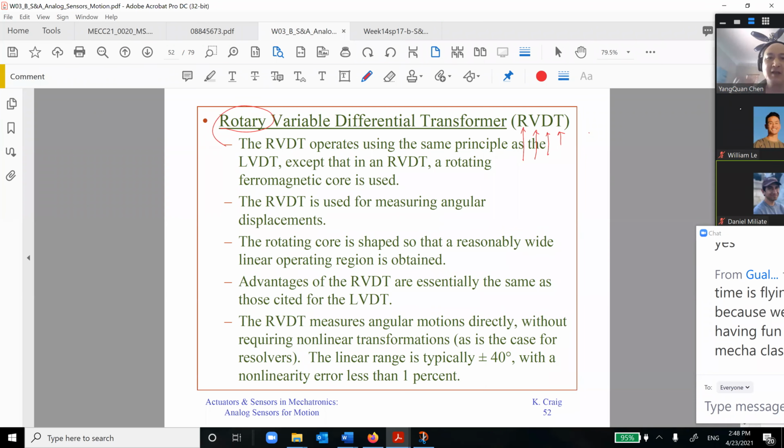So RVDT is the same principle as the LVDT. In this case, I have a rotating ferromagnetic core, and it is used to measure angular displacement. It's shaped so that a reasonably wide linear operation region is obtained. It's possible.